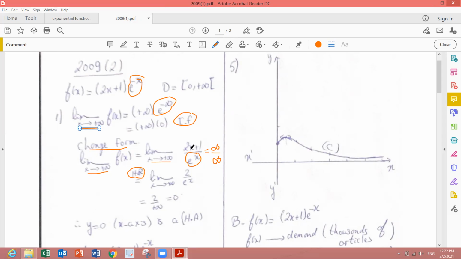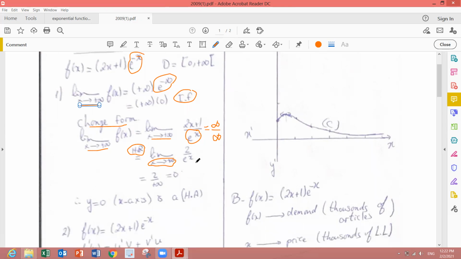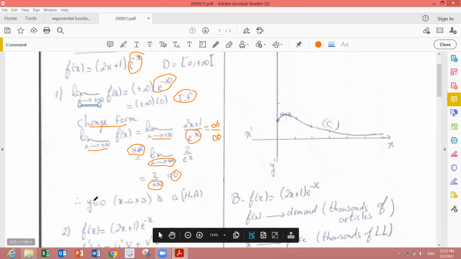the limit as x tends to plus infinity of derivative over derivative. The derivative of 2x plus 1 is 2, and the derivative of e to the x is e to the x. Replacing x by infinity, we have 2 over infinity. E to the infinity is infinity, so 2 over infinity is 0. So as x tends to plus infinity, y tends to 0. Therefore, y equal to 0, the x-axis, is a horizontal asymptote.